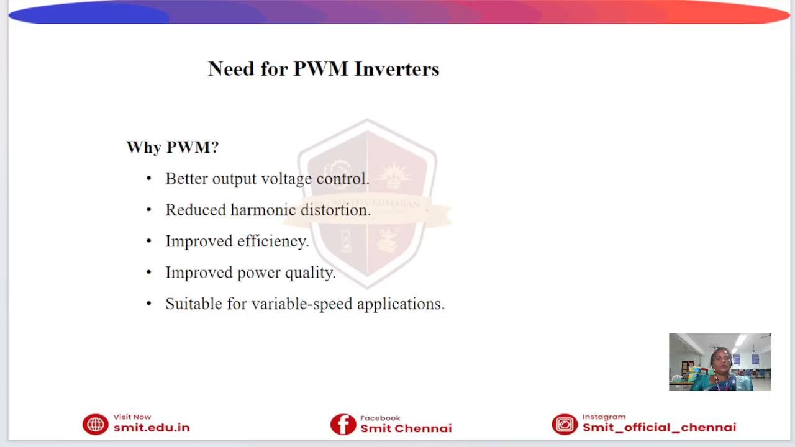PWM inverters are needed because conventional inverters generate square wave outputs that contain a large amount of harmonic distortion. These harmonics can cause heating, losses, and poor performance in electrical equipment. PWM techniques help reduce these harmonics significantly. Another important reason is voltage control. PWM allows smooth control of output voltage without requiring additional hardware.